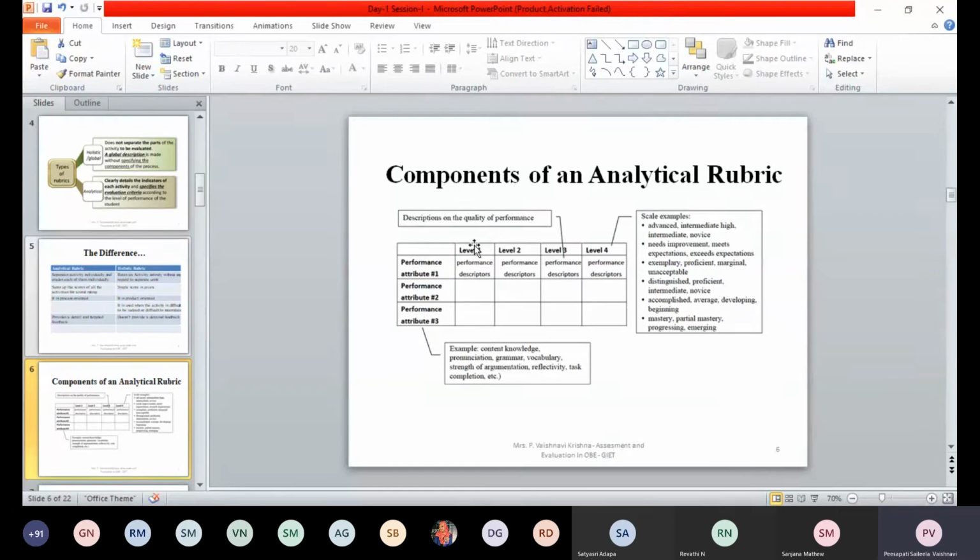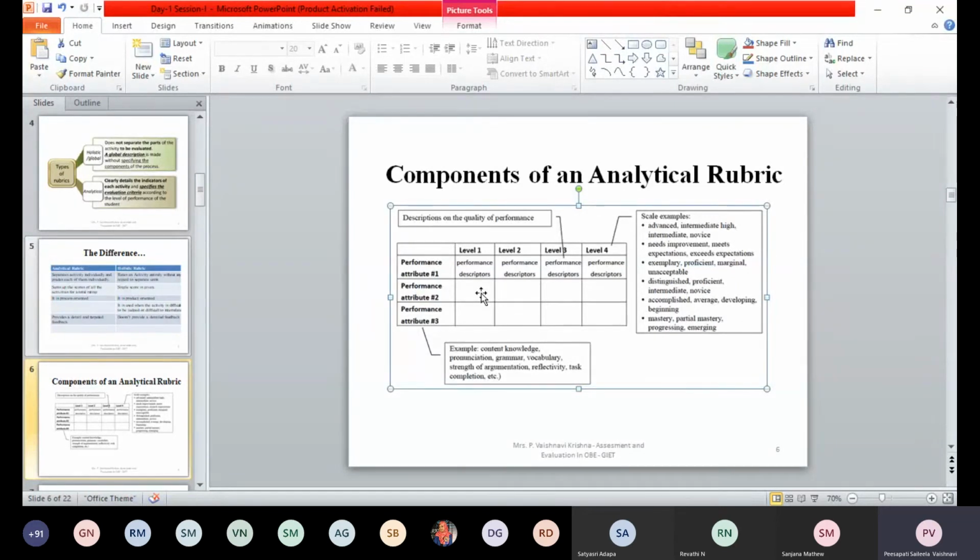And here, if you're observing, this is a table wherein you have performance attributes and performance levels or scales. Performance attributes and performance levels. And connecting to an attribute and a level, we give a description which is called a performance descriptor.